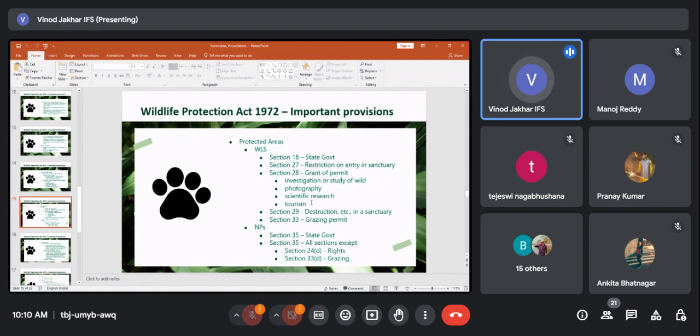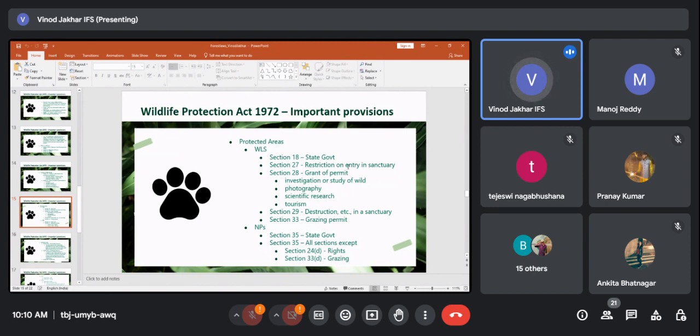In sanctuary, there are a few things which are allowed, but in national parks, we see that famous cliche answer. What is the difference between wildlife sanctuary and national park? In wildlife sanctuary, everything is allowed unless prohibited, and in national park, everything is prohibited unless allowed. We'll see how exact provision. So in section 18, you declare it, and as soon as you declare, section 27 applies, and this is a section which restricts the entry of any person in a sanctuary except forest officer or person who has a valid business in the sanctuary. The others, they cannot enter without permit. And then section 28 talks about the permits. How will you stop a person from a sanctuary?